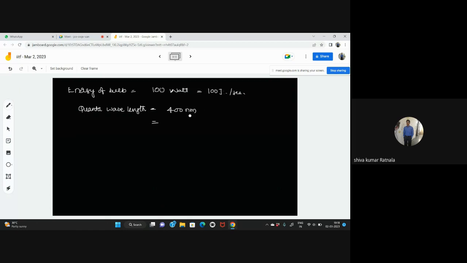400 nanometers, which means we convert into centimeters or meters. 1 nanometer is equal to how many meters? 10 to the power of minus 9 meters. That means it will be 4 into 10 to the power of minus 7 meters.